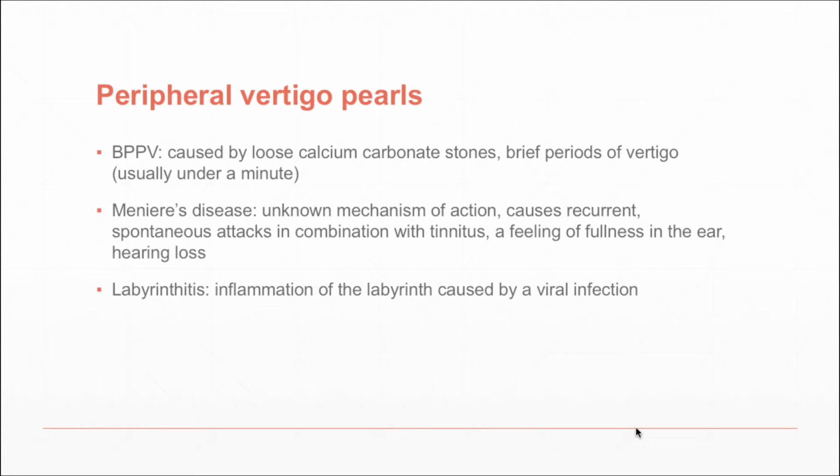So just some pearls really quickly about peripheral vertigo in terms of differences in the history that you'll see. BPPV, which is what we see very often, is loose calcium carbonate stones. They're usually brief periods of vertigo that last for less than a minute or so. Meniere's disease, nobody really knows what causes it. There are some theories, but basically this causes recurrent spontaneous attacks in combination with tinnitus or a feeling of fullness in the ear or hearing loss. And then labyrinthitis is inflammation of the labyrinth caused by a viral infection. So you'll see this in somebody who recently had a URI or has a URI, and they're having this new vertigo sensation.